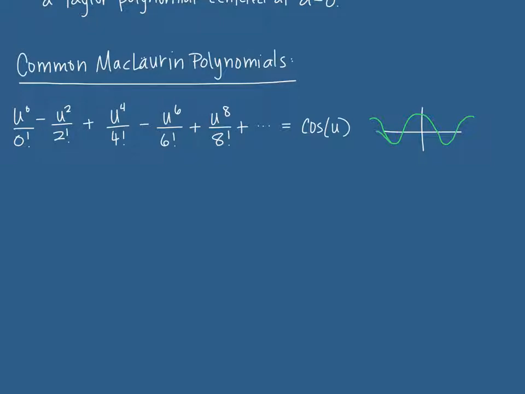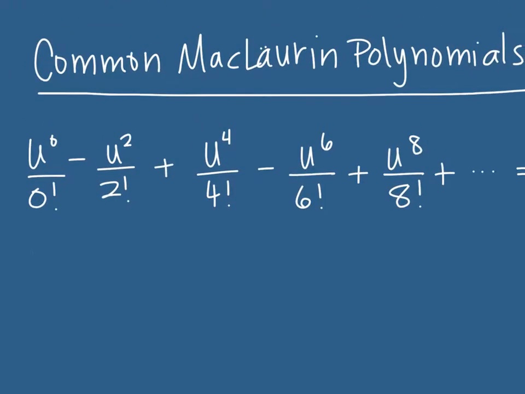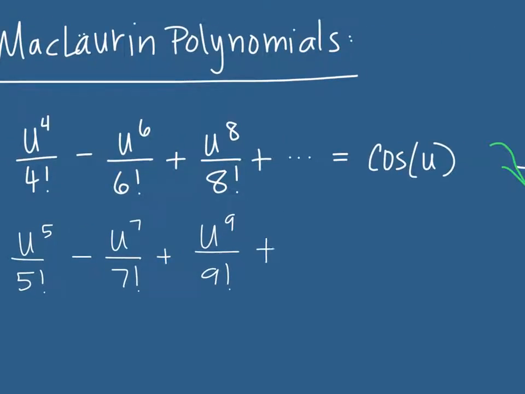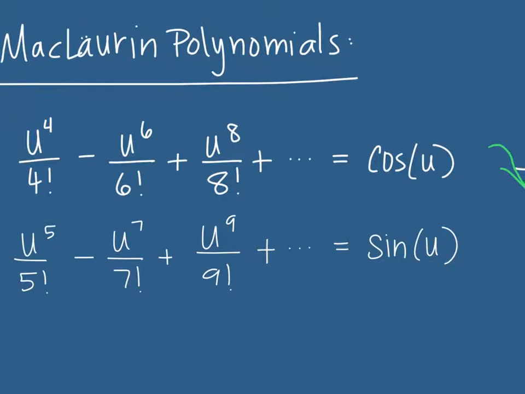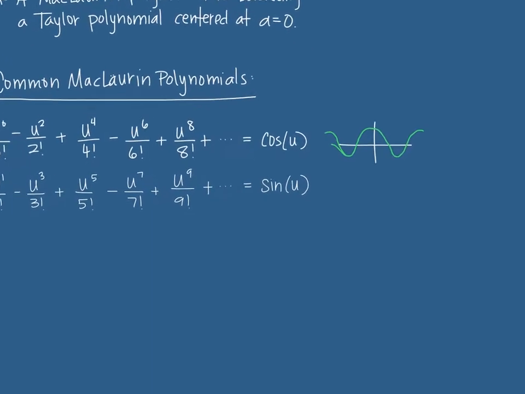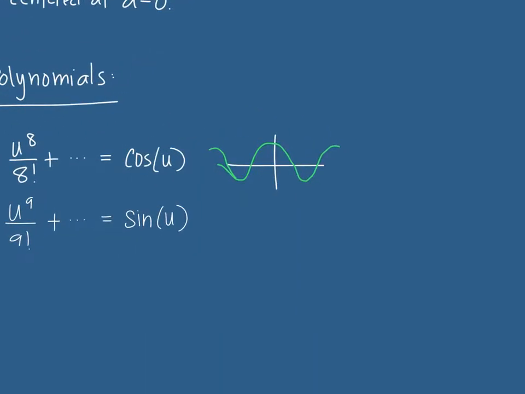The odd polynomial starts with u to the first over 1 factorial minus u to the third over 3 factorial plus u to the fifth over 5 factorial minus u to the seventh, etc. That infinite polynomial is called a Maclaurin, and it is the approximation for sine. Of course, the longer you go in the polynomial, the more accurate that will be. And that is the sine graph having odd symmetry.